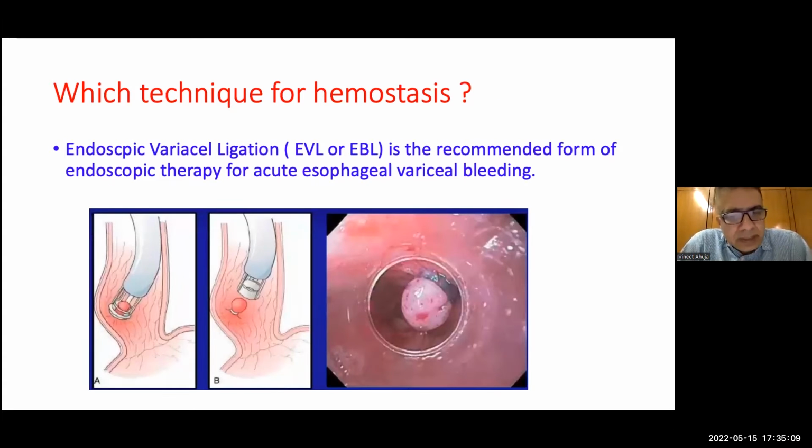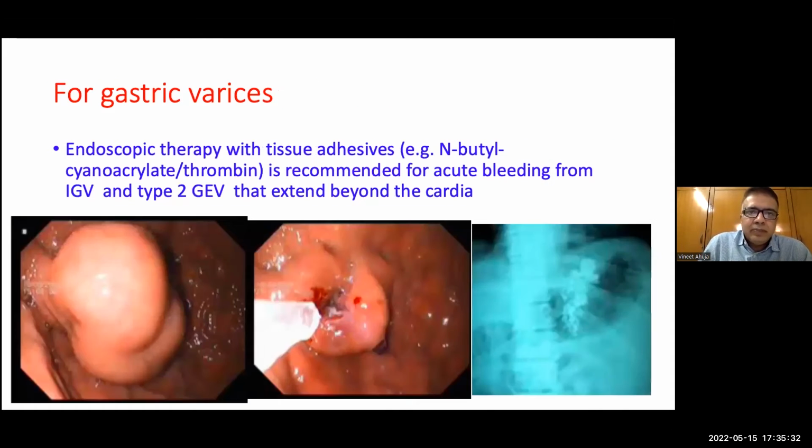When an endoscopy is done, there are many techniques to control or take care of the varices, but the technique which is considered to be most effective is endoscopic variceal ligation, known as EVL or EBL, endoscopic band ligation, whereby bands are put over the varices. As a result, the varix gets sloughed off, and this is a recommended form of endoscopic therapy for acute esophageal variceal bleed.